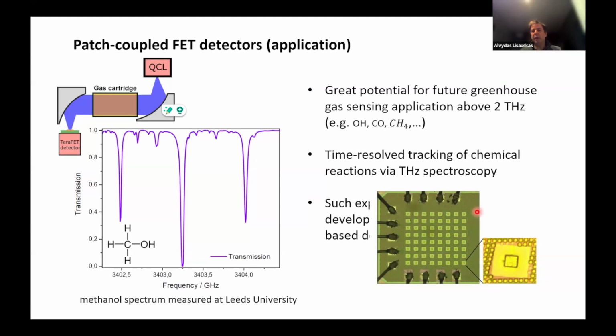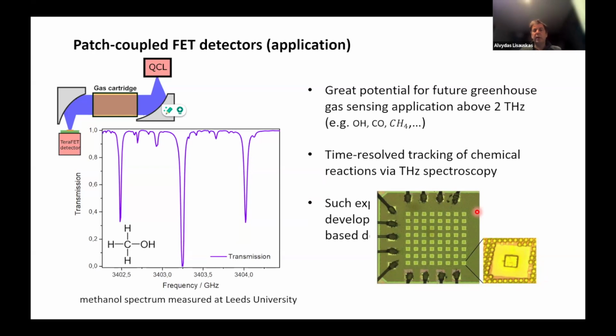So one can think about cameras, or one can think about using conglomerates of antennas to increase effective area, to reduce reflection loss and reflection signals, and improve the applicability of those devices.